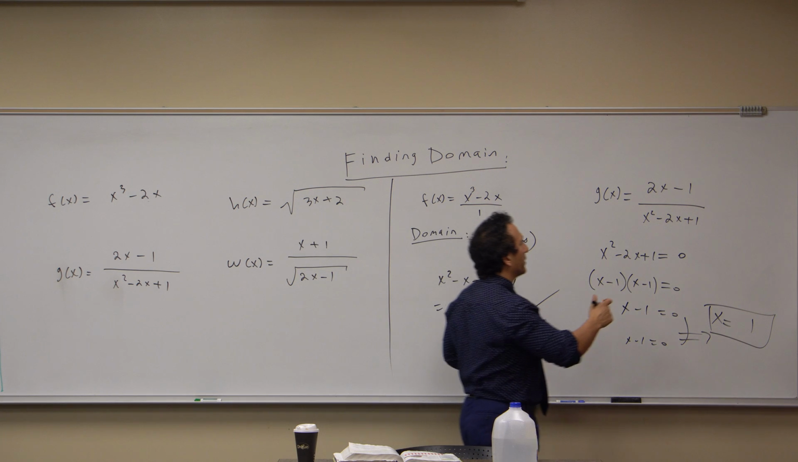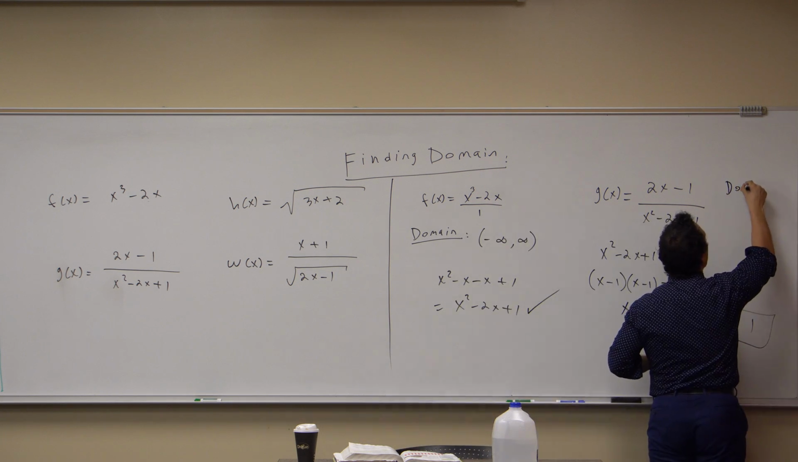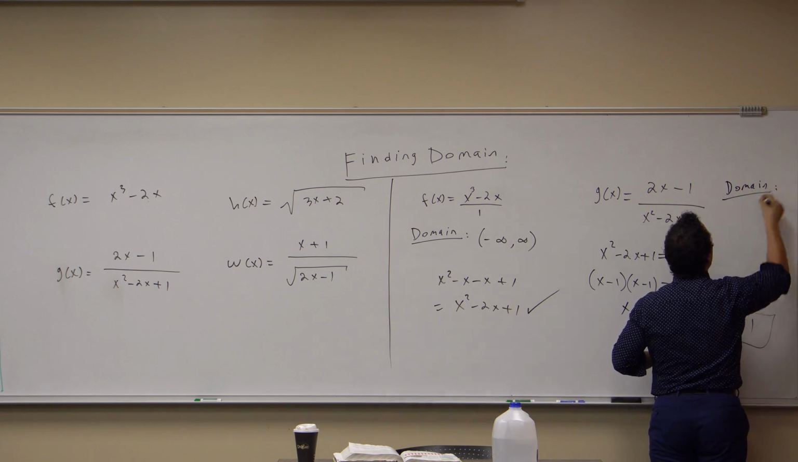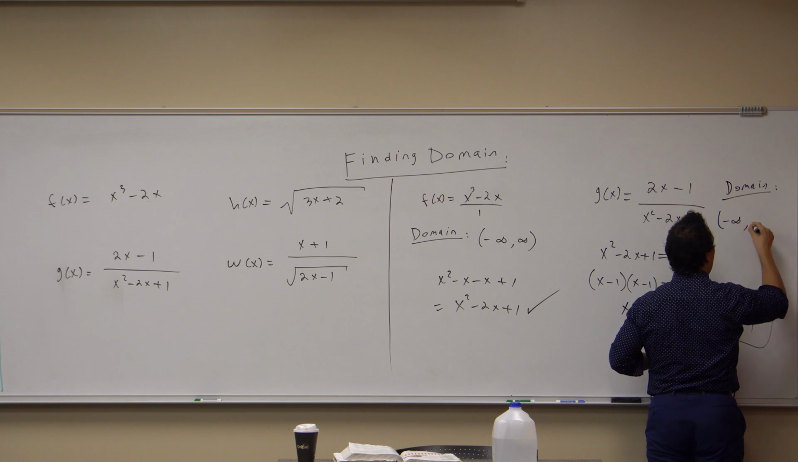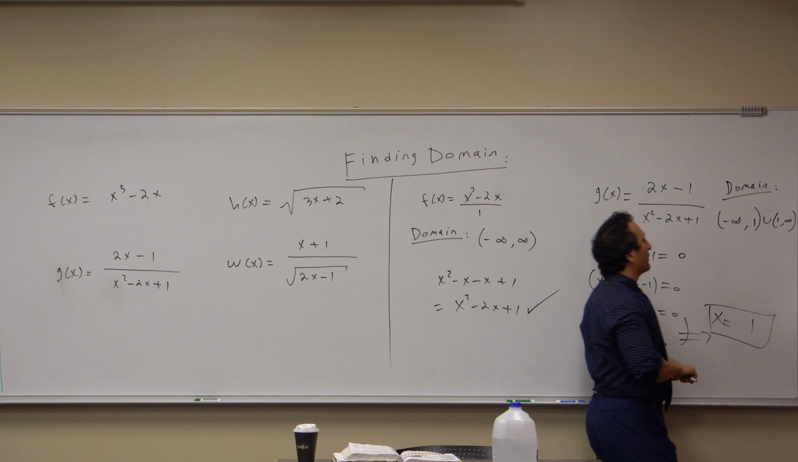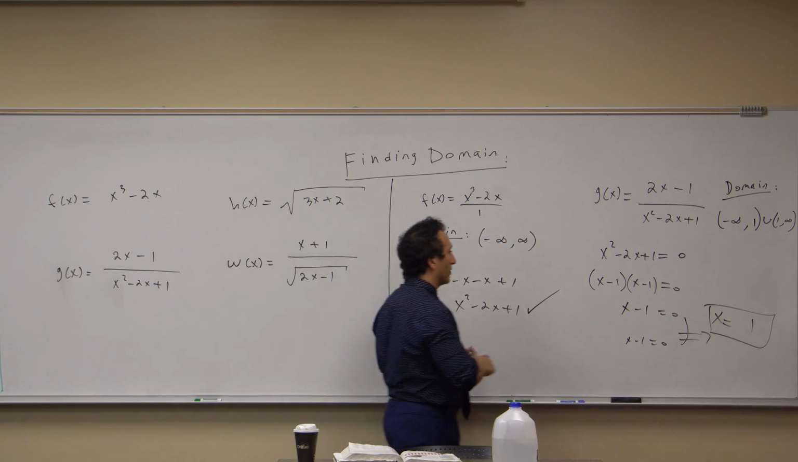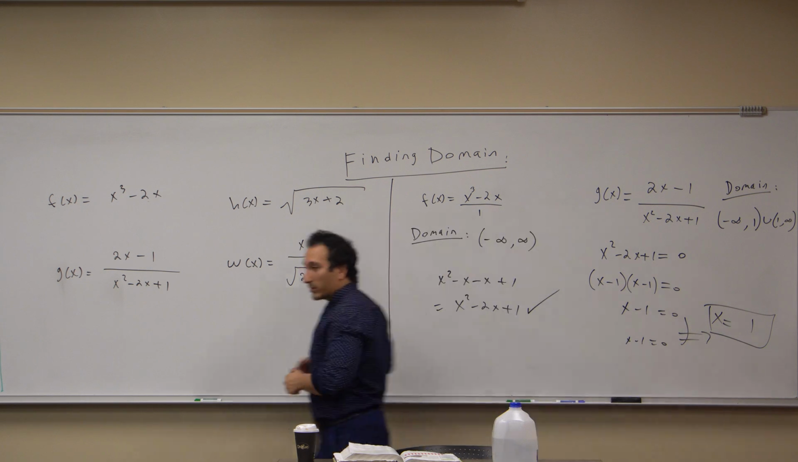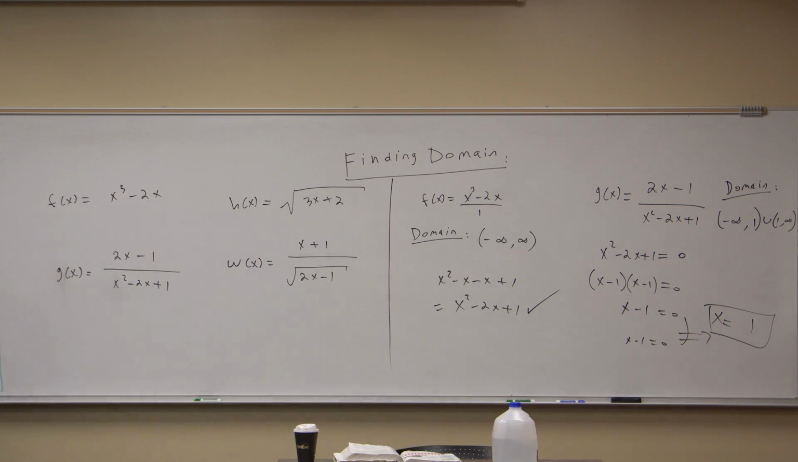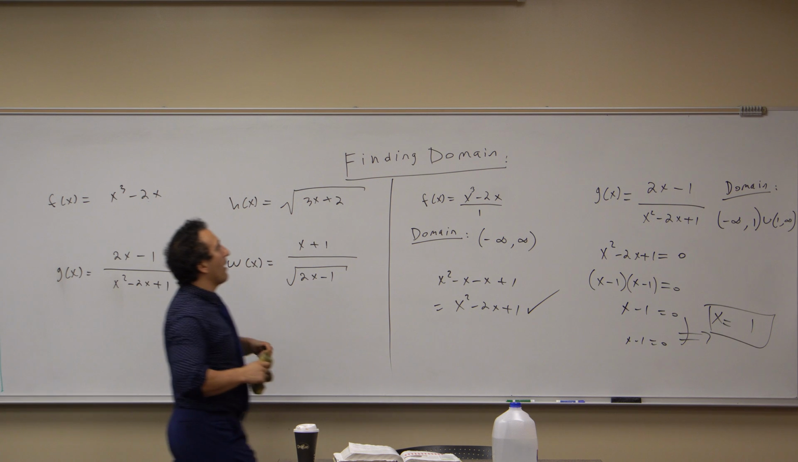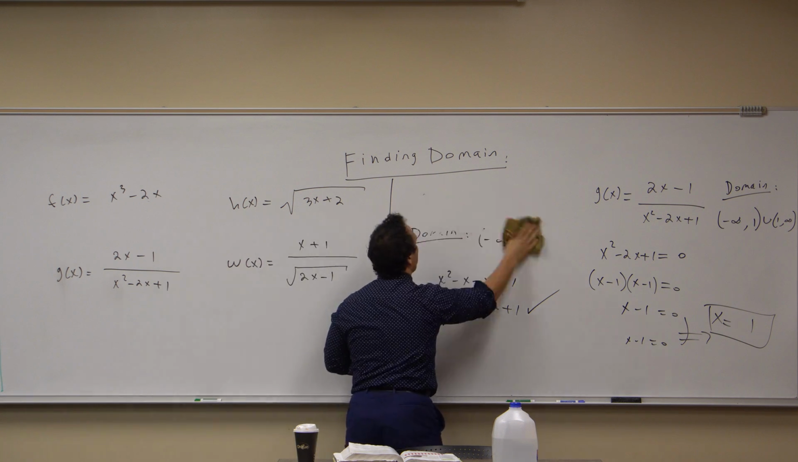So our domain here, you guessed it, is all numbers but that pesky number 1. So we'll union: negative infinity to 1, union 1 to positive infinity. Okay? Let me clear up some real estate here, and we'll do these other two functions.